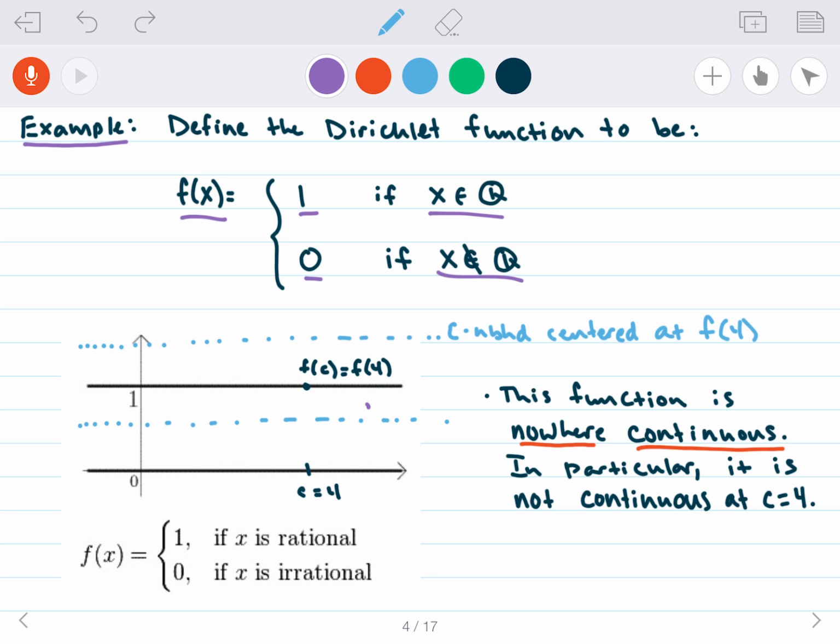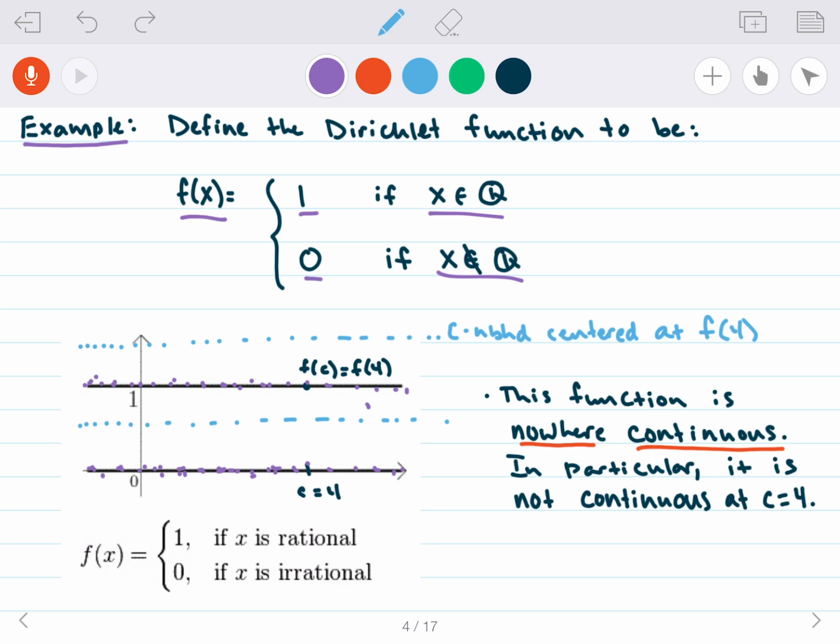Remember, the irrationals and the rationals are dense in the reals. So we have uncountably many irrational numbers, and so we're going to have a bunch of zeros, and we're also going to have a bunch of ones because there are countably many rationals. Uncountably many irrationals. So, how do we prove that this function is nowhere continuous?